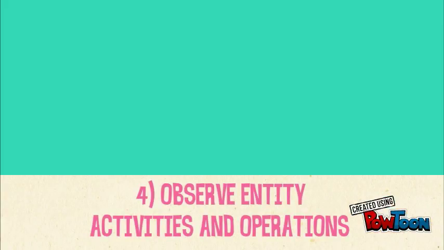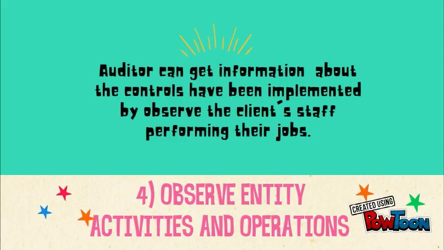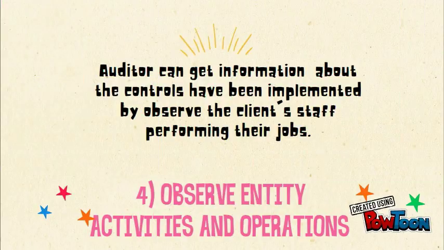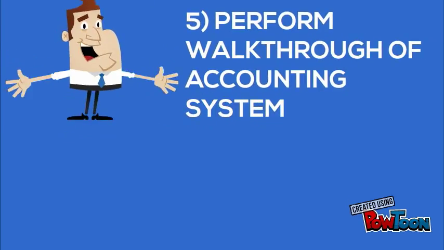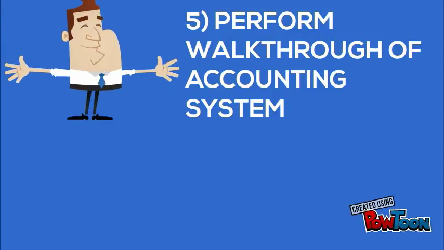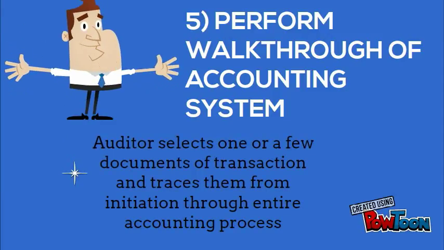Fourth, observe entity activities and operations. Auditors can get information about controls that have been implemented by observing the client staff performing their jobs. The last method is to perform a walkthrough of the accounting system, in which the auditor selects one or a few documents of transactions and traces them from initiation through the entire accounting process.